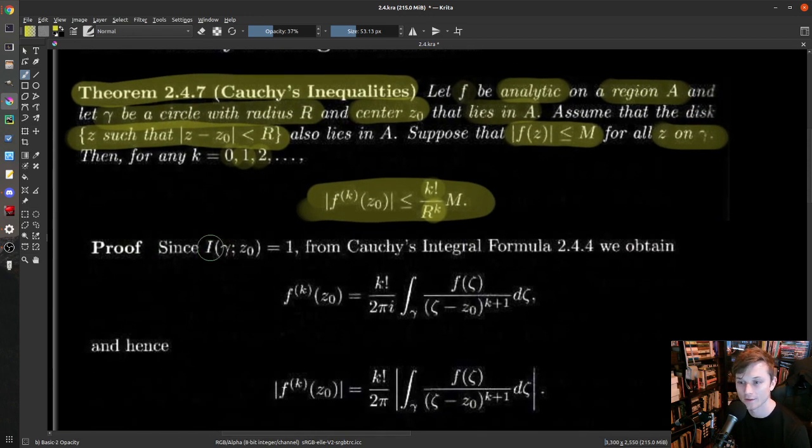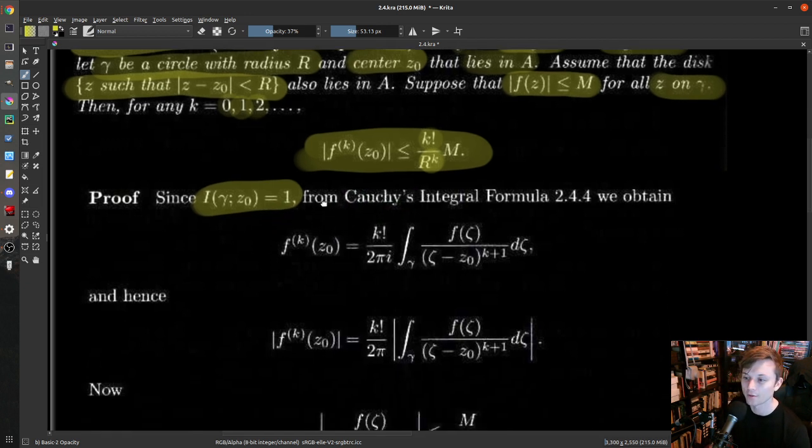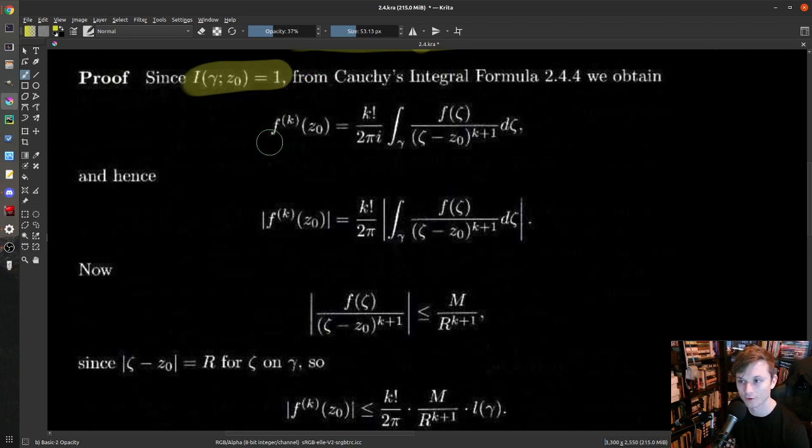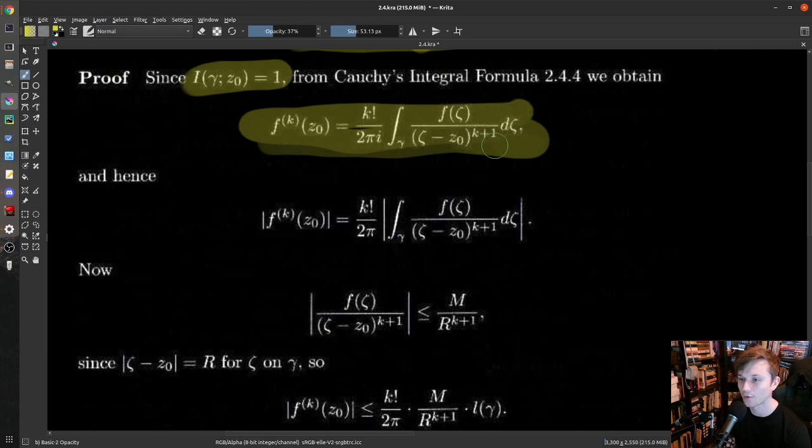So, since the index of gamma with respect to z naught is 1, since gamma is a circle with center z naught, Cauchy's integral formula tells us that the kth derivative is equal to k factorial over 2 pi i times the contour integral about gamma of f of zeta over zeta minus z naught to the k plus 1th power d zeta. Okay, so we've got the kth derivative at z naught in this nice form.